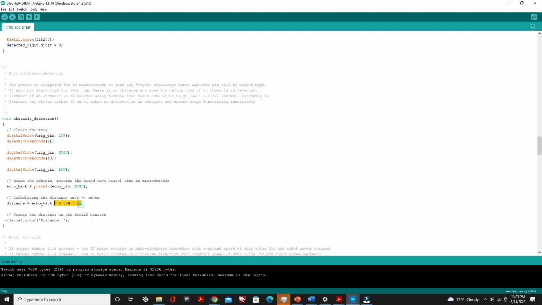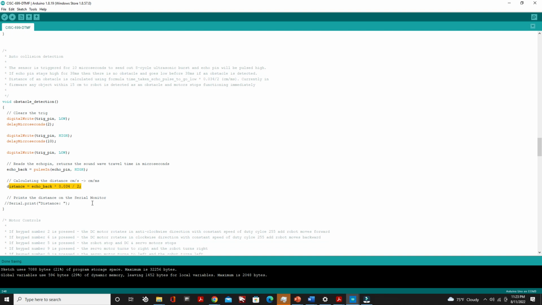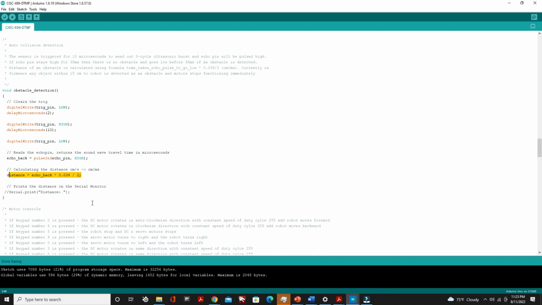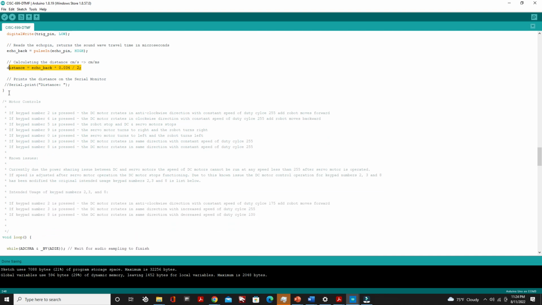This is the actual formula to compute the distance. In this software, I have set that any obstacle within a distance of 15 centimeters, I consider as an obstacle and stop the robot immediately. That is stopping the DC motors and the servo motors. Here is the main motor control. I have described what each keypad number does and its associated actions.